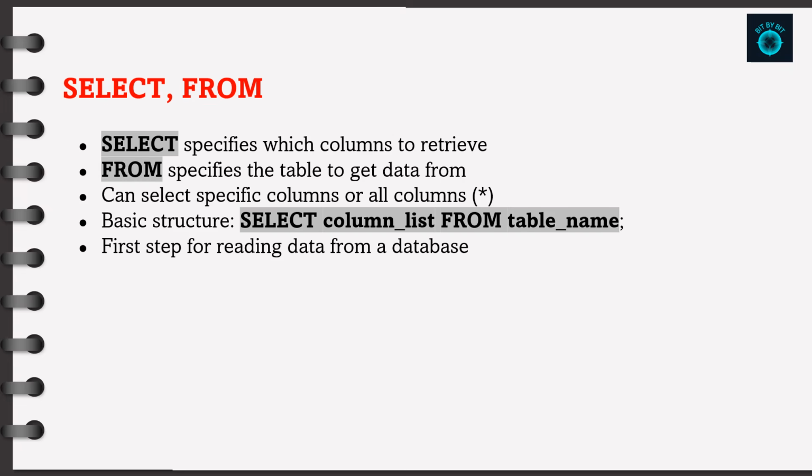The general format is select, then the column names, then from, followed by the table name. For example, if you have a table called employees and you want to get only their first names and last names, you would use select first name, last name from employees. If you want all details for every employee, you would write select star from employees. Remember, select decides what data to show, and from decides where to get it. This pattern will repeat in almost every query you write.